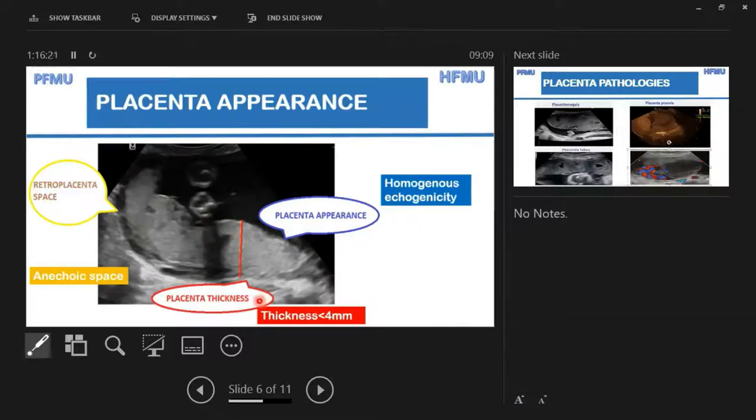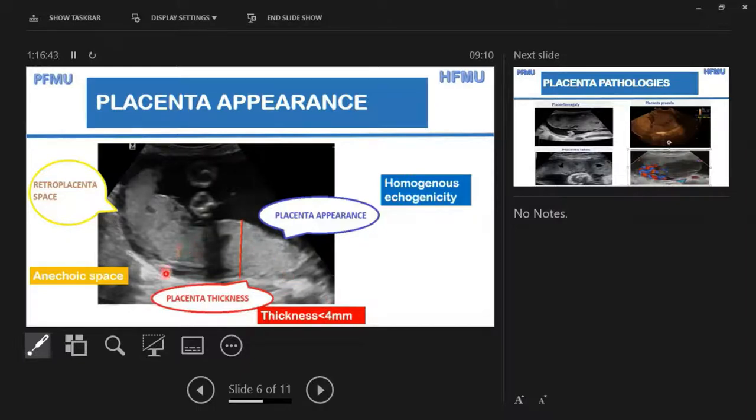If that placenta is measuring more than four centimeters, then there is placentomegaly. Are we together? The placenta is big if it measures more than 4 centimeters in total thickness.